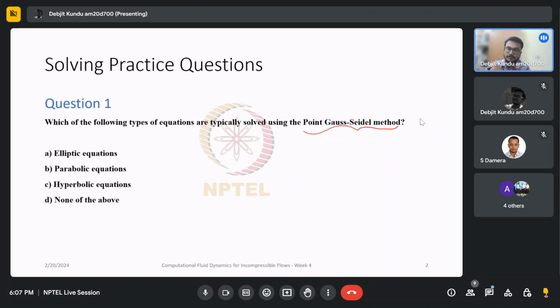Is it option B, parabolic equations? Is it option C, hyperbolic equations? Or is it option D, none of the above? So read the question carefully and try to figure out the correct solution.